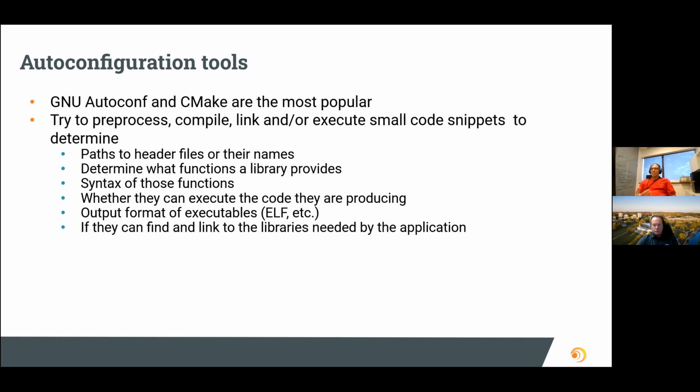So different BLAS libraries, some might be 100% consistent with the standard. Some might not have all the functions that are part of the full BLAS subroutines. Some of them might not accept all the same arguments as another does because it's an older version or it's a different implementation which deviated from some sort of standard. Sometimes they want to know what the executable output is, like ELF or some other standard. And then if they can find and link all the libraries that they need for their application.